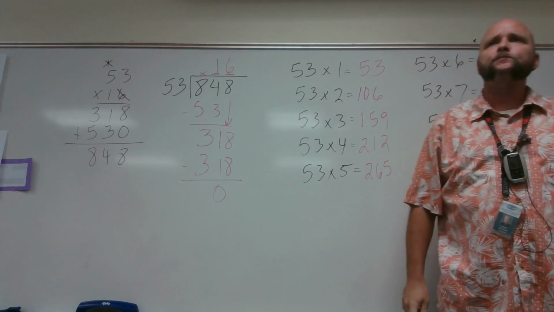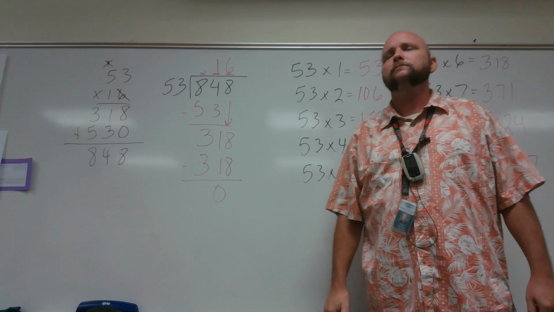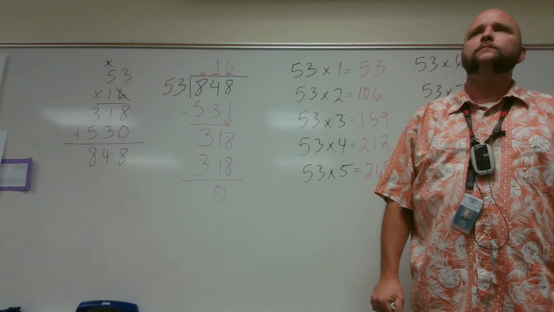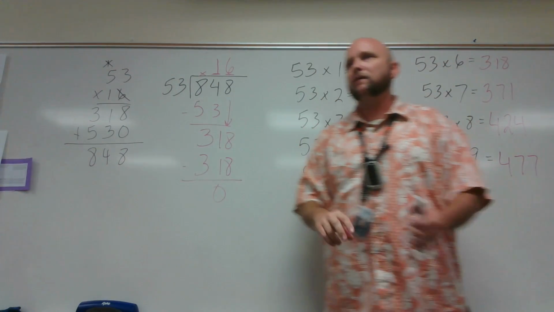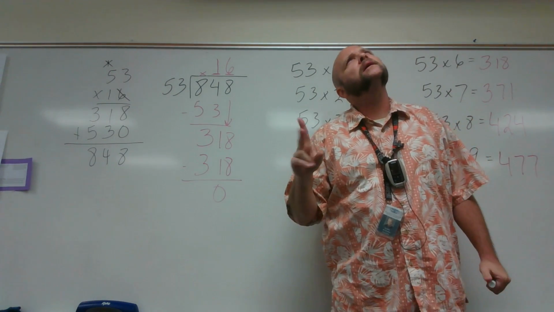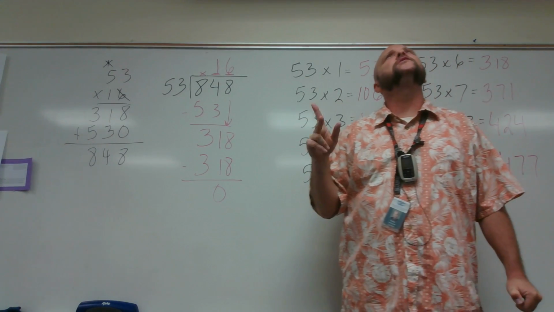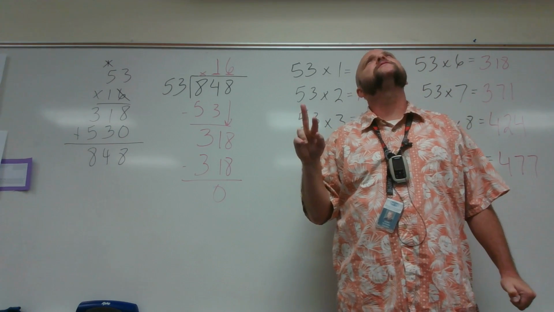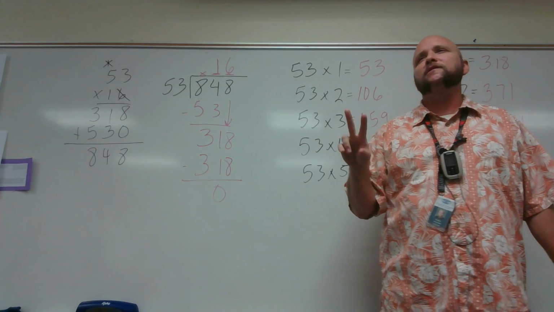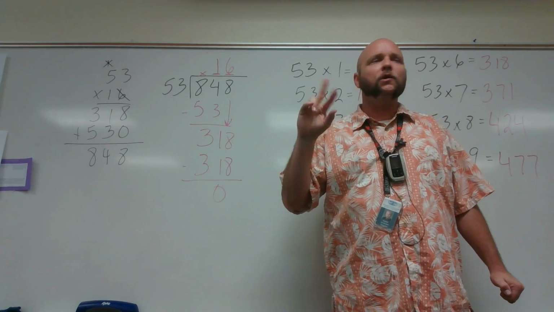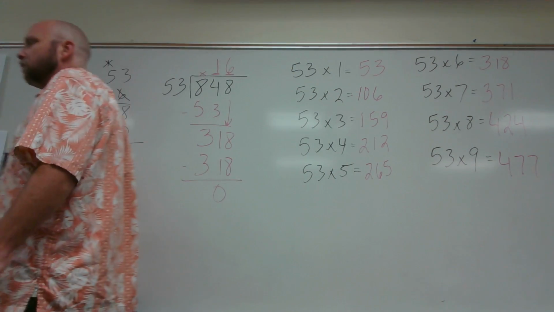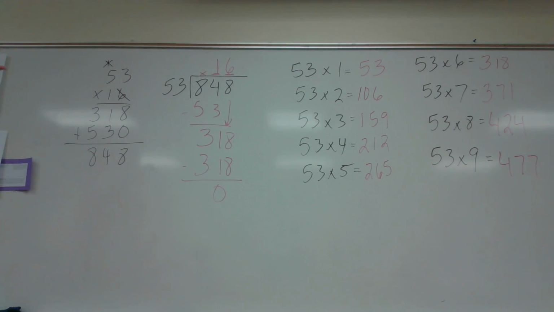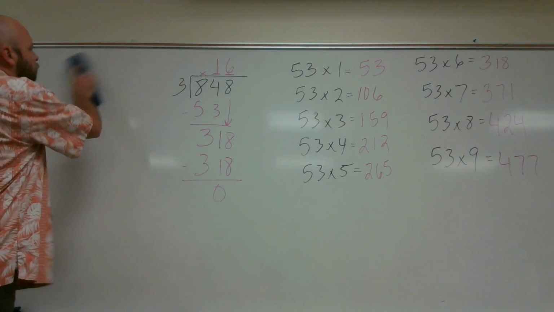Can we do 16 times 53? Yeah, that's the same thing. I can't remember if it's the commutative or associative. I think it is the associative property where you can do it in any order. You can do 16 times 53 or 53 times 16. It's the same thing.